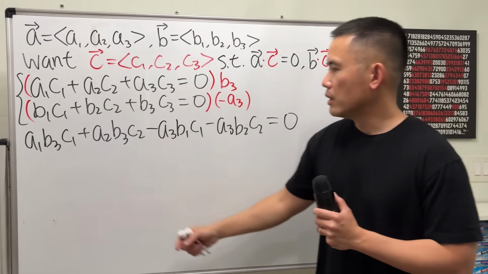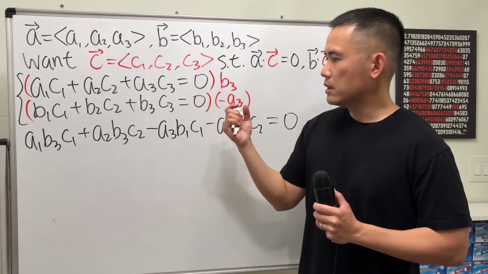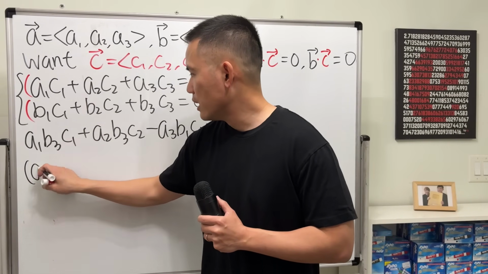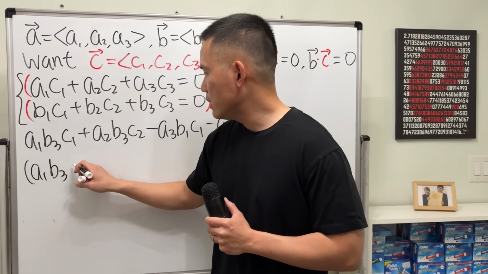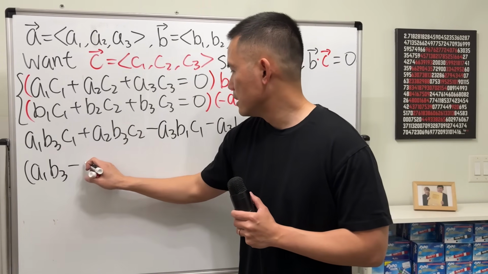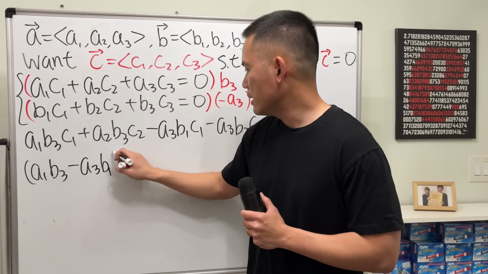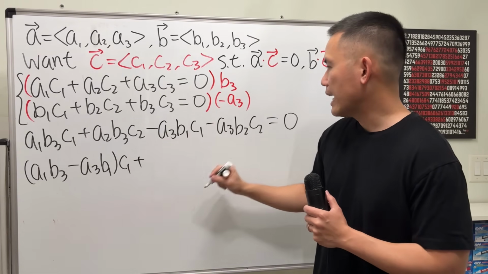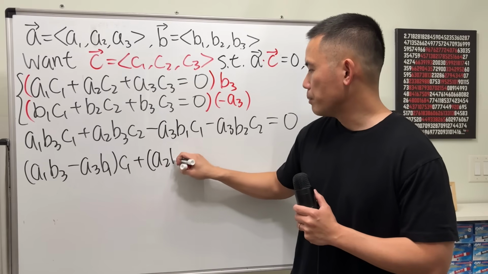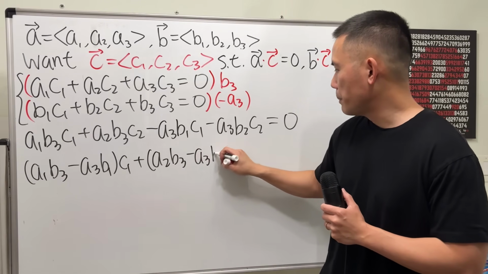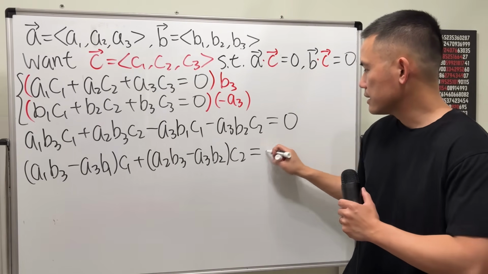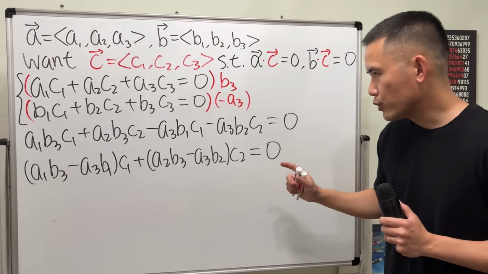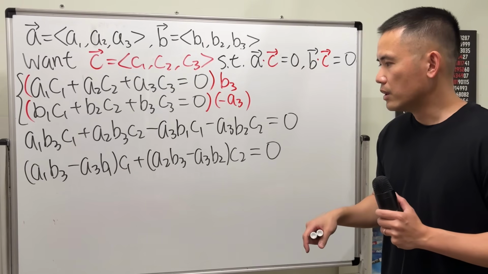Okay, now combine like terms, the ones with C1. This and that I will factor out the C1. So first we get A1 B3 minus A3 B1, and then times C1. And we combine that with this and that, which is A2 B3 minus A3 B2 times C2. That's equal to 0. Now, remember, we just want to come up with C1 and C2 to make this work.